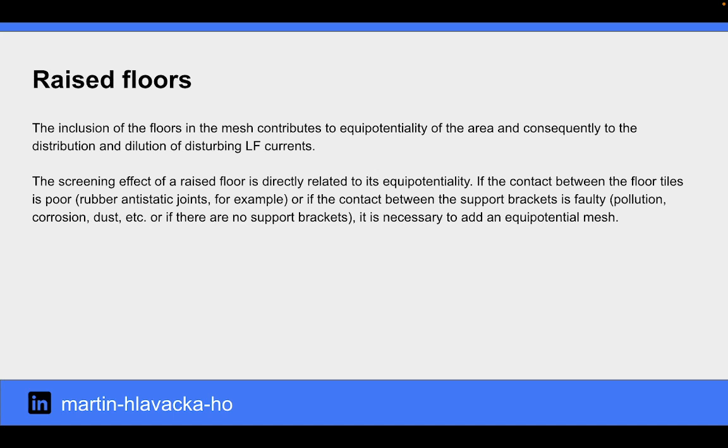Raised floors. The inclusion of the floors in the mesh contributes to the equipotentiality of the area and consequently to the distribution and dilution of disturbing low frequency currents. The screening effect of a raised floor is directly related to its equipotentiality. If the contact between the floor tiles is poor, or if the contact between the support brackets is faulty, it is necessary to add an equipotential mesh.